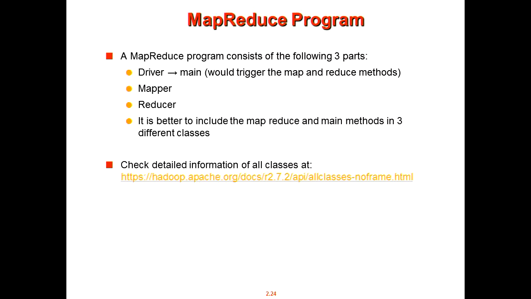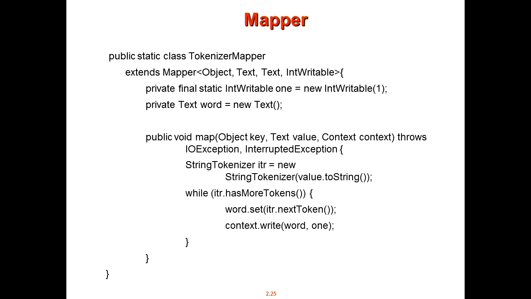Okay, so now let's go to the source code, which is a little bit complicated and not very straightforward to understand and to view. This is just the code. I'll try to explain the mapper and reducer code line by line.